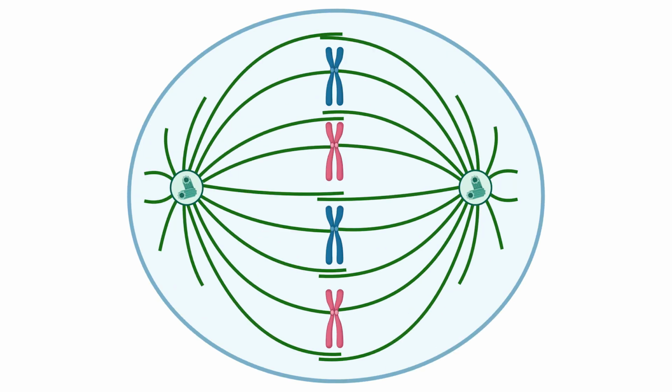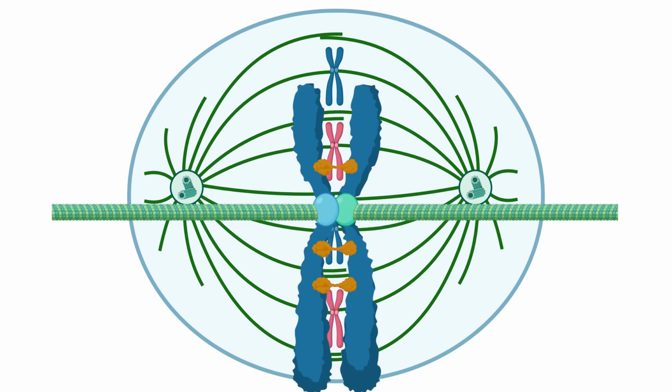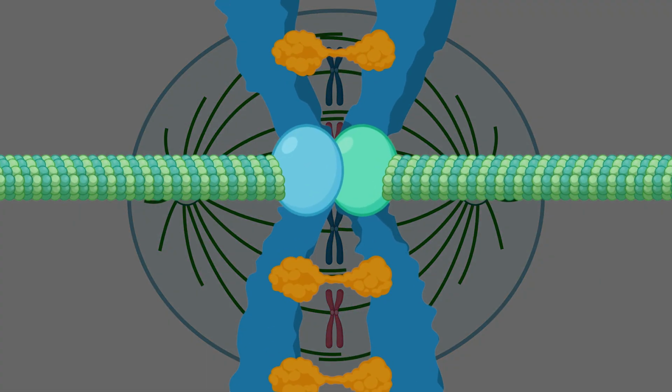Once all the centromeres are bound by microtubules, and the centrioles have been pushed to opposite sides of the cell, we are in metaphase. This is characterized by the appearance of the metaphase plate. The metaphase plate is an imaginary region where all the chromosomes have lined up in the middle of the cell. The important part of this is that each sister chromatid is bound to microtubules from opposite sides of the cell. They are still held together by cohesins, but they are being pulled in opposite directions.